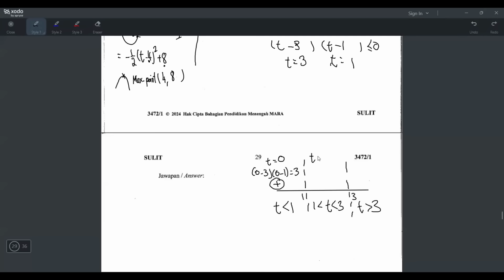Okay, next one, t. What is in between 1 and 3? Okay, I can choose 2. And then I sub into this. So it becomes 2 minus 3, bracket 2 minus 1. Which is, okay, 2 minus 3 is -1. -1 times 1, -1, which is negative.